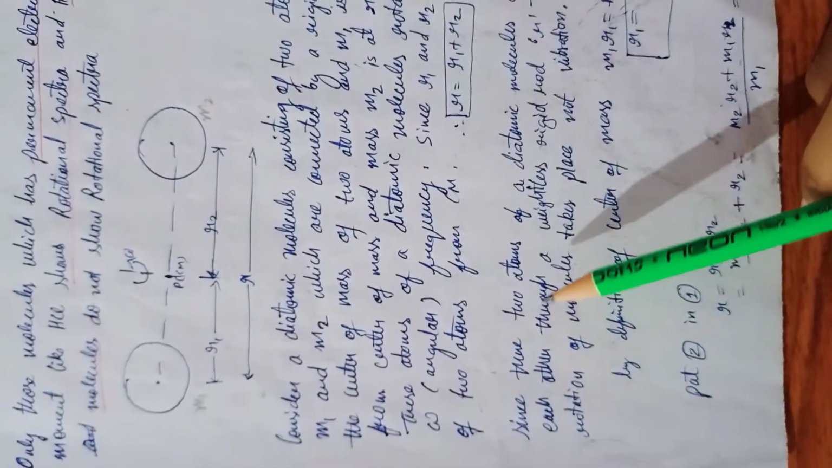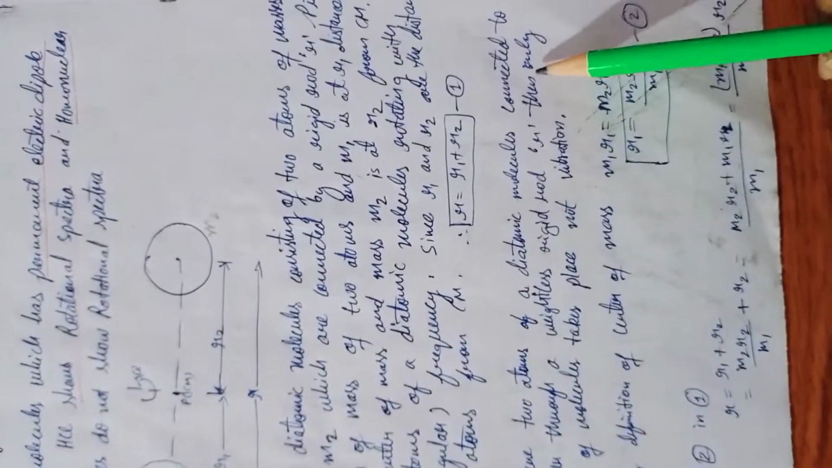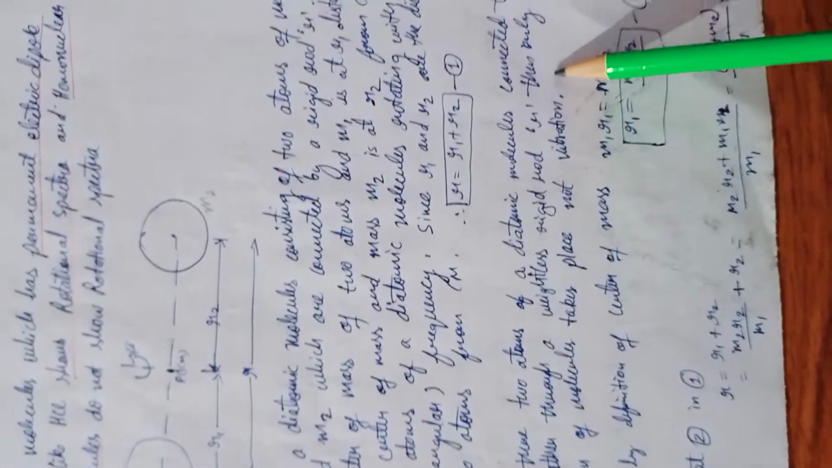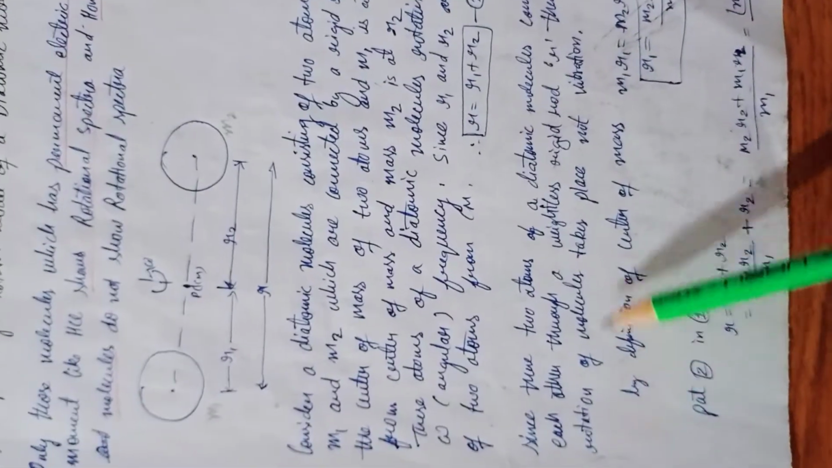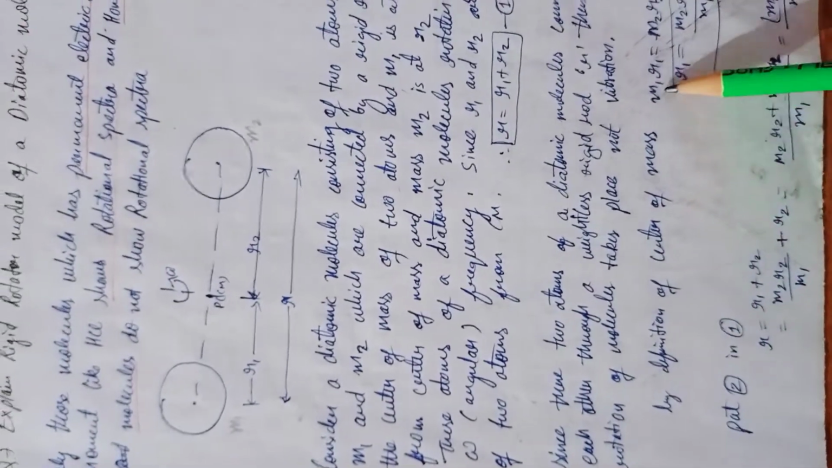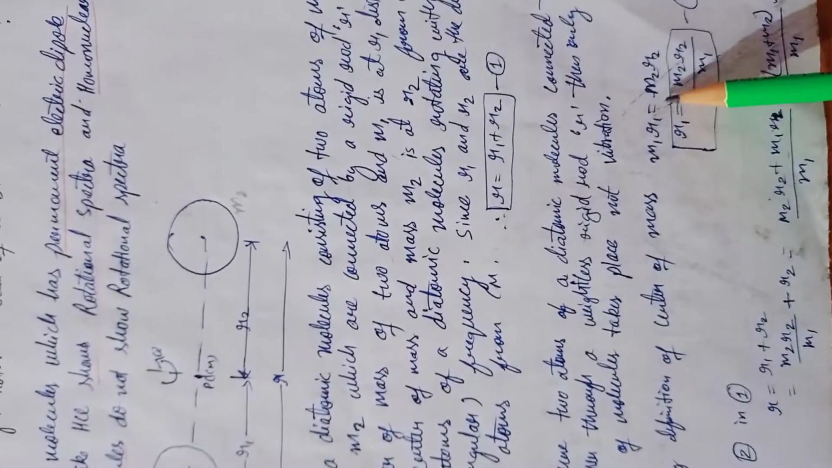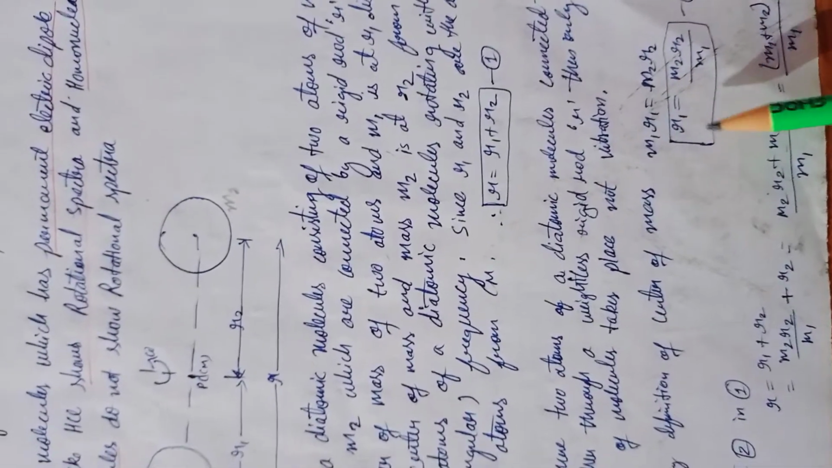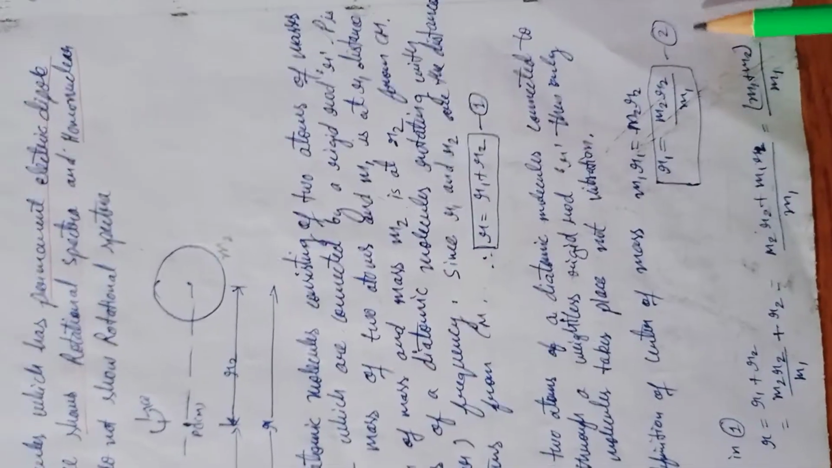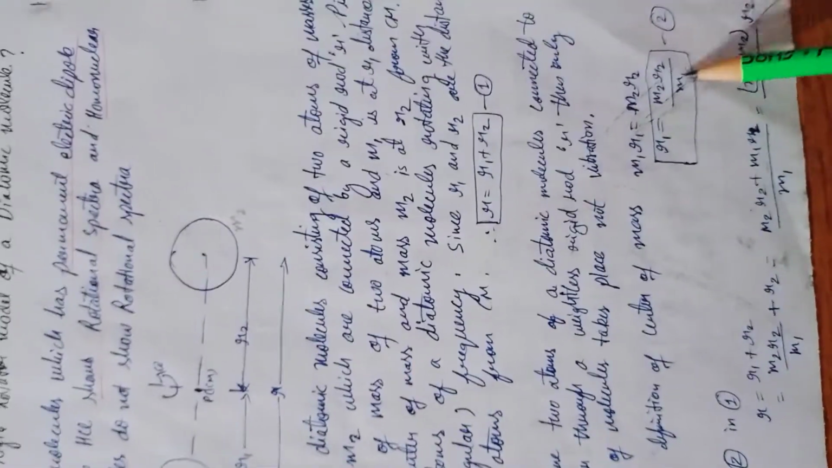Since the two atoms of a diatomic molecule are connected to each other through a weightless rigid rod, only rotation of the molecule takes place, not vibration. By definition of center of mass, we know m1 r1 equals m2 r2. Then we will get r1 equal to m2 r2 divided by m1. Mark this equation 2. Put this 2 in 1.